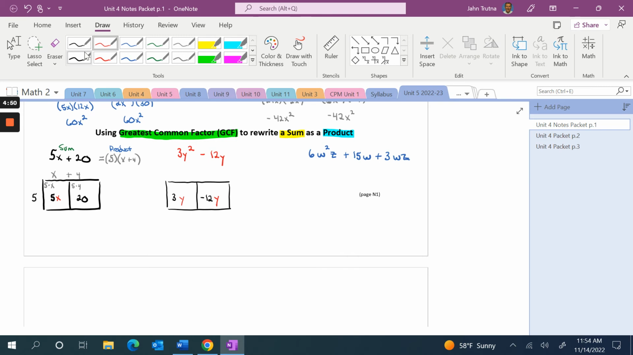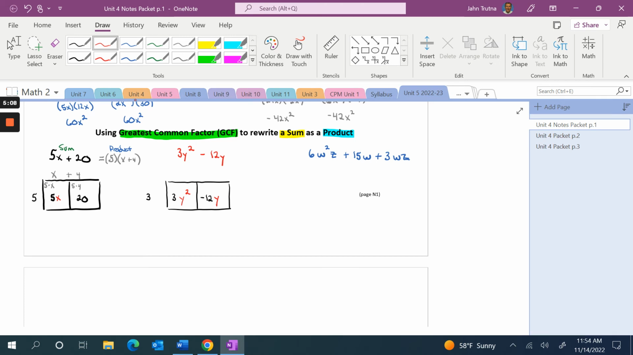Outside over here to the left, you are going to write what is the largest number, the greatest number, that divides into 3 and 12. Don't worry about the negative. That is 3. Okay, then we're going to go to our variables, the y squared and the y.